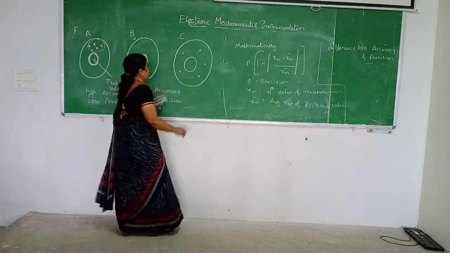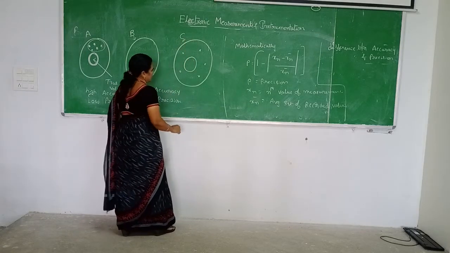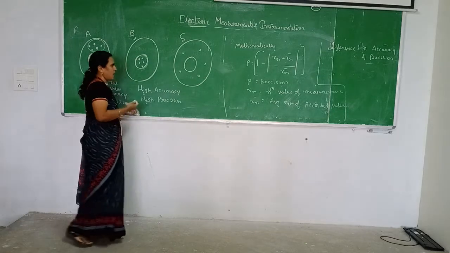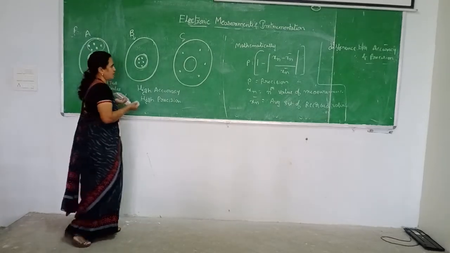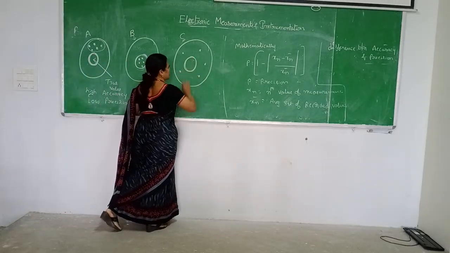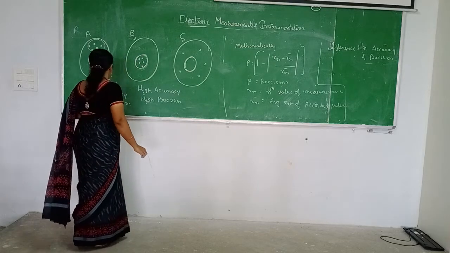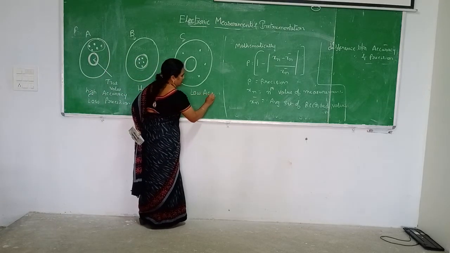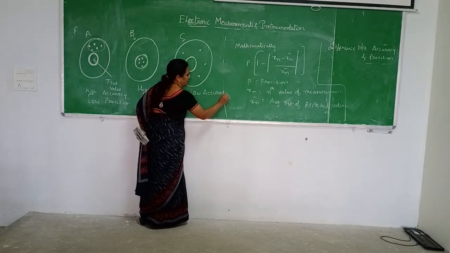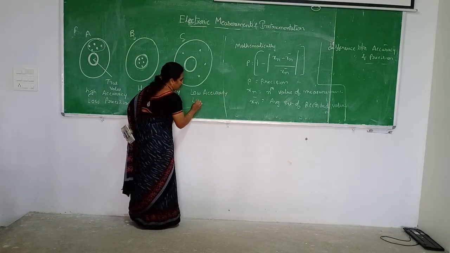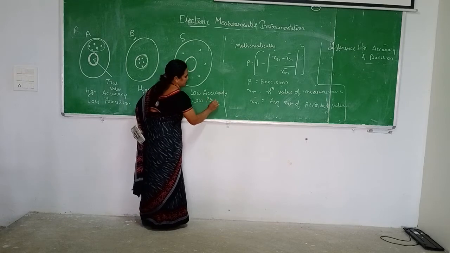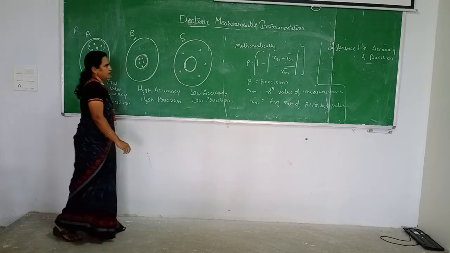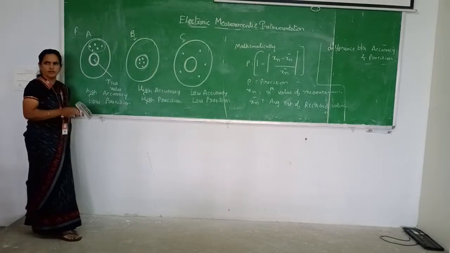Next, we see the C instrument output. Here the measured values are far away from each other and these are also far away from the true value. That's why they have low accuracy and low precision. This is about accuracy and precision.